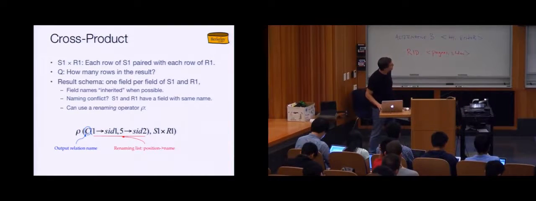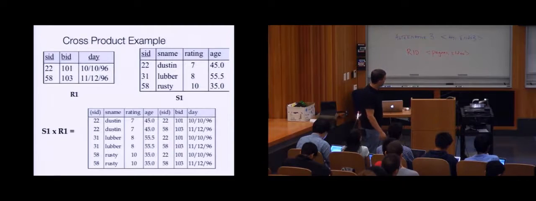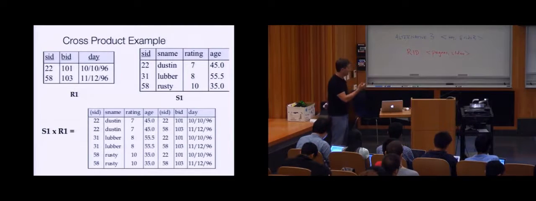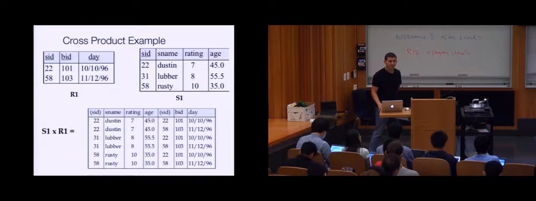So here's a cross product of R1 and S1. We concatenate the schemas, and we form all pairs of rows. And you can see that because they both have SID, we don't actually have names for column 1 and columns 2, 3, 4, 5. So we'll have to use a renaming operator to rename. Okay.